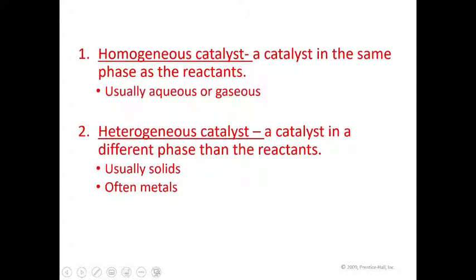Or maybe they're all in the gas phase together. So aqueous or gaseous, they're typically going to be your homogeneous catalysts because they're in the same phase, or you could think of them as being in the same state of matter as the reactants. Heterogeneous catalysts are different phases. So solids and metals, like we saw in the last picture, would have represented a heterogeneous catalyst.